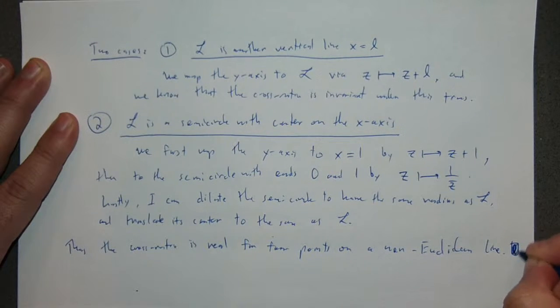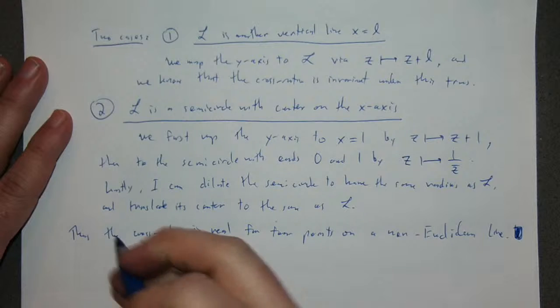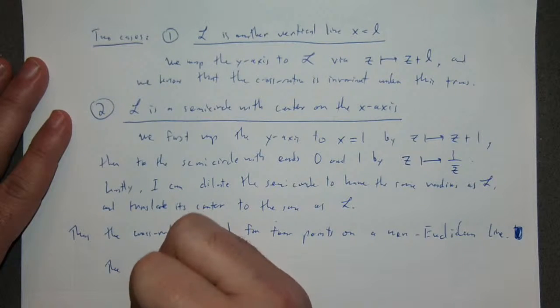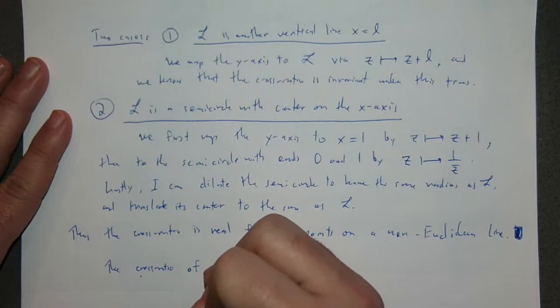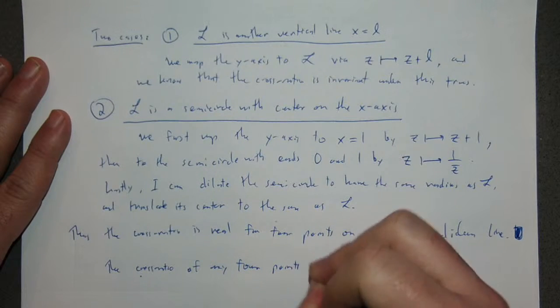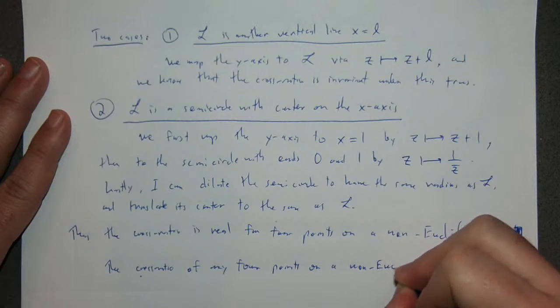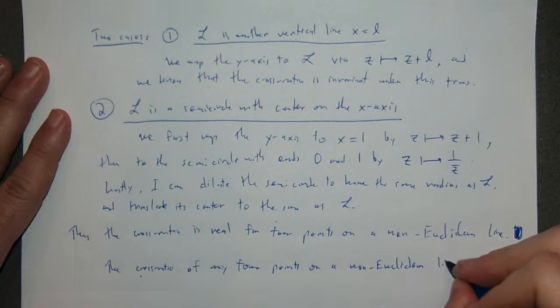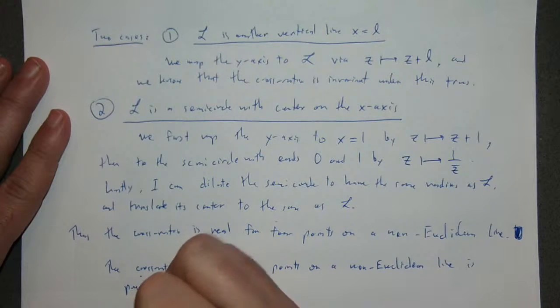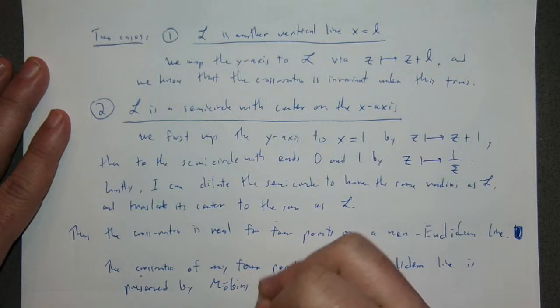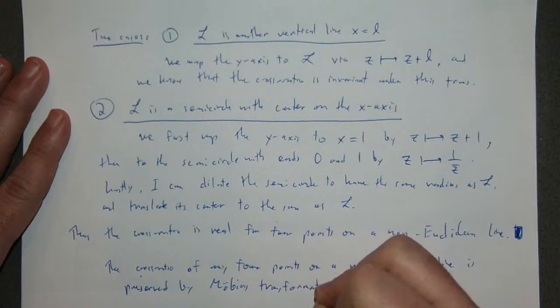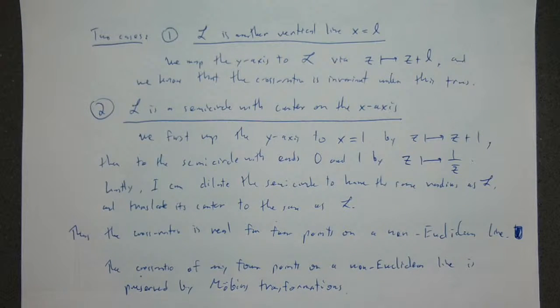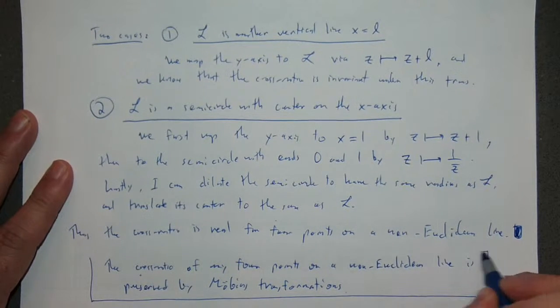So this is the thing we're trying to show, but the reason why this was important is this allows us to say the next thing, which is that thus the cross ratio of any 4 points on a non-Euclidean line is preserved by Möbius transformations. Okay, this is the key thing.